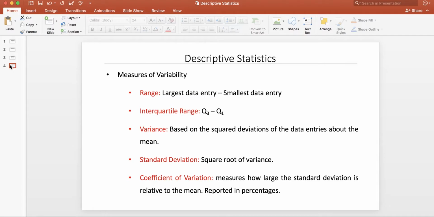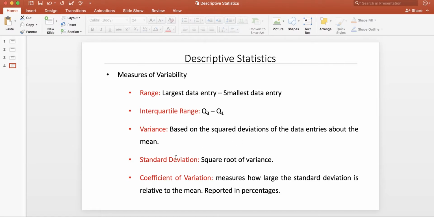And then next we are going to talk about measures of variability. The first one that we are going to look at is probably the most straightforward one, the range. The range is equal to the difference between the largest data entry and the smallest data entry. The second one is the interquartile range, which is equal to the difference between the third quartile and the first quartile. The variance is probably one of the most commonly used measures of variability, and it is based on the squared deviations of the data entries about the mean. So that's what it represents.